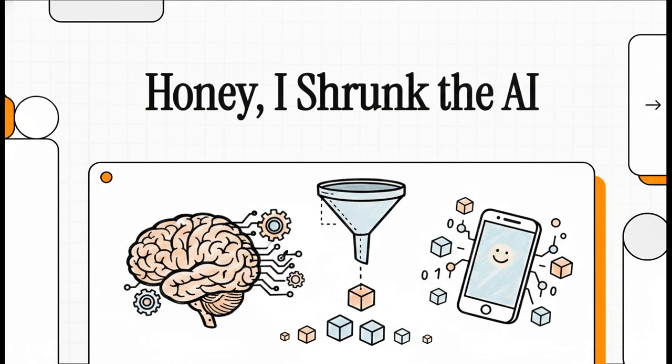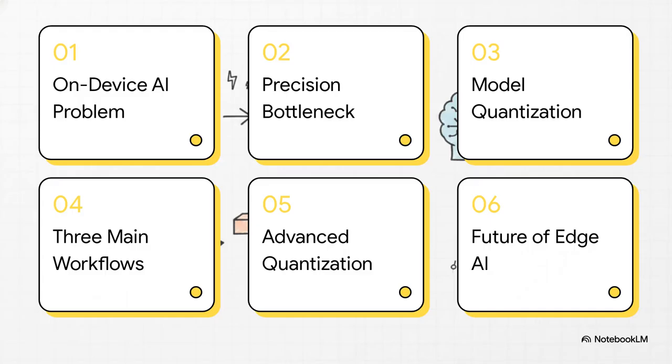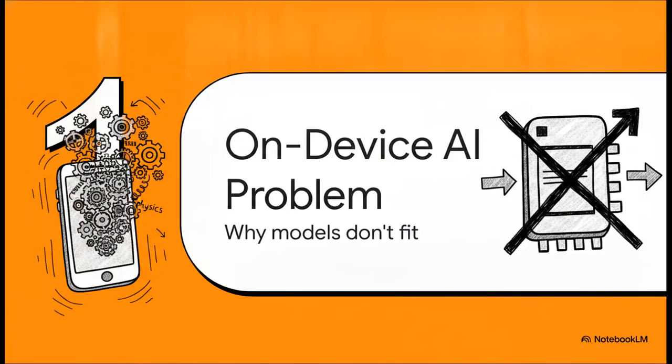Let's get into it. Here's a quick roadmap of what we're covering today. First, the on-device AI problem. Then we'll look at the precision bottleneck, introduce model quantization, walk through the three main workflows, explore some advanced techniques, and finally take a peek at the future of edge AI. All right, starting with Section 1, the on-device AI problem, why massive models don't fit in your pocket.